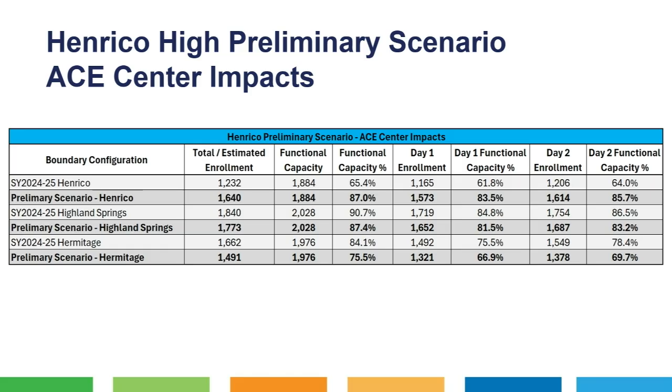Moving along to ACE Center impacts for these 3 schools. Henrico is estimated to see an overall functional capacity of 87%, while day 1 and day 2 would see it brought down to 83% and 86% respectively. Highland Springs is at an overall 87%, with day 1 at an estimated 81%, and day 2 at an estimated 83%. Hermitage would be estimated to have an overall functional capacity of 75%, and is still the school with the largest student population attending the ACE Center program, which brings those day 1 numbers to 67% and day 2 to 70%.